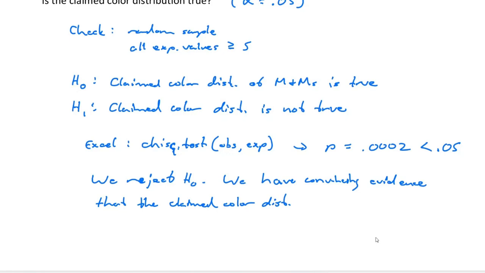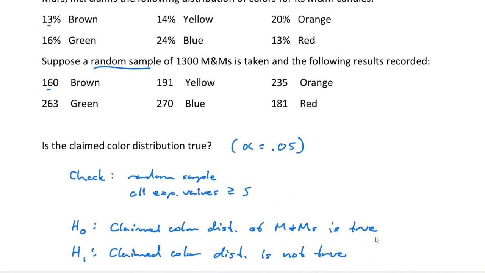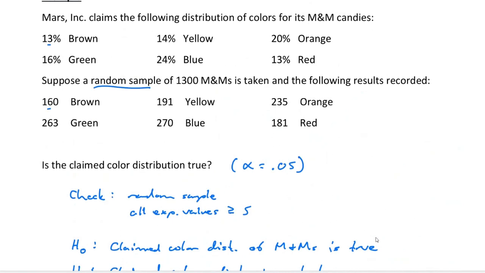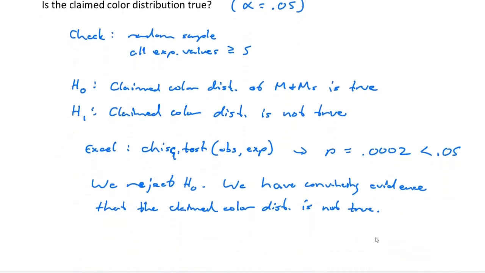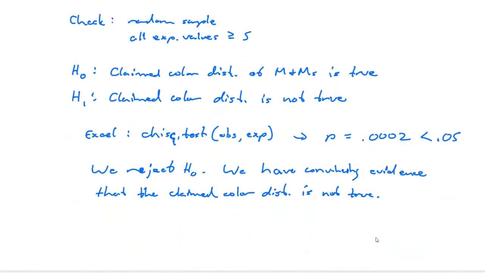Now, again, this is all made up. Don't call or write Mars and complain about their false advertising. This is all completely made up. But there's clearly something in the data, something in the difference that was enough for us to come to that conclusion. Okay, so that's how we do a chi-square test.